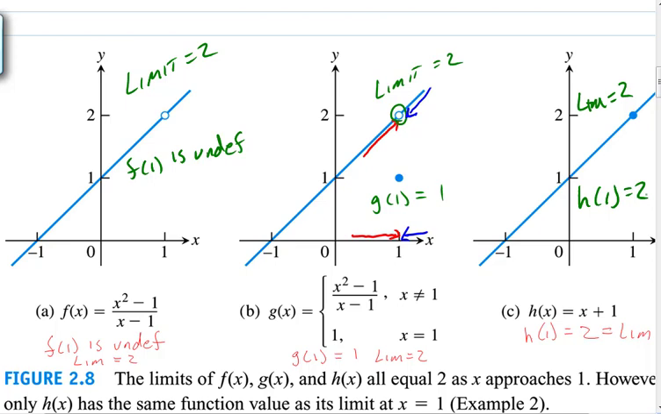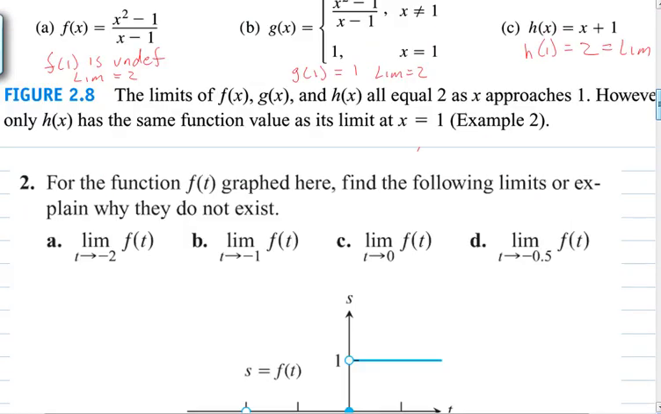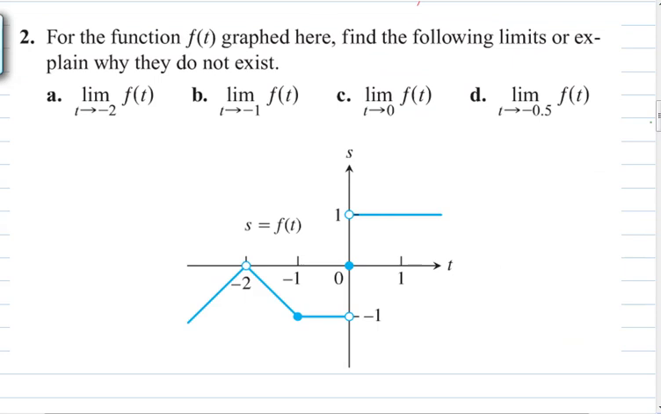Okay. Sorry. Moving on then. We'll see if it makes sense in just a minute here.